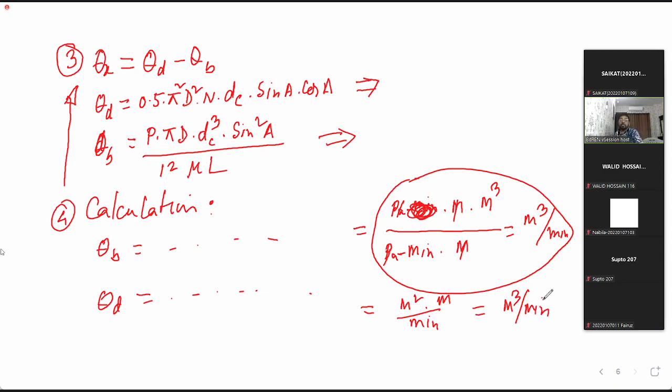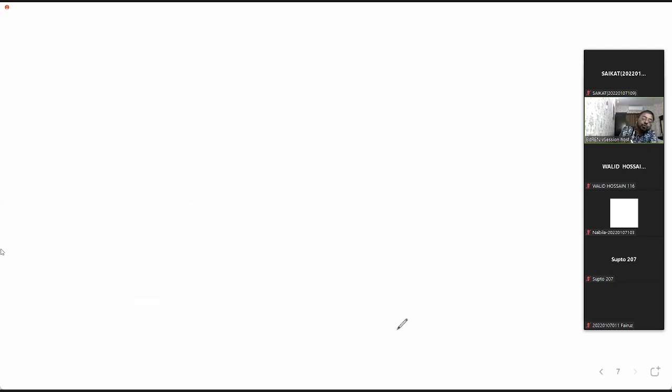Why am I concerned? Because if these two units are not the same, I cannot subtract. QX will be equal to QD, which is known to us, minus QB, which is known to us, and because both of them are in meter cube per minute, the unit will be meter cube per minute. Yes. Now this is the fourth equation. Now fifth, you will describe the answer.